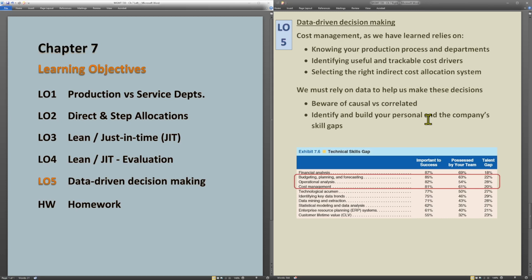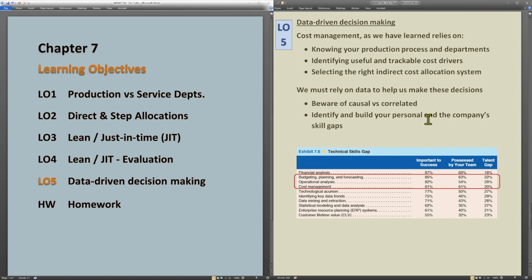We need to know our production process pretty well. We need to know what our departments are doing and how they're using costs. Because we need to assign all these indirect costs, we need to understand what are good and useful cost drivers. And then we need to, of the different types of indirect cost allocation systems, pick the right one for our particular business and our particular production. And so this relies upon a lot of data, knowing what we're doing, being able to apply it, and then using good judgment. We must rely on this data to help us make decisions.